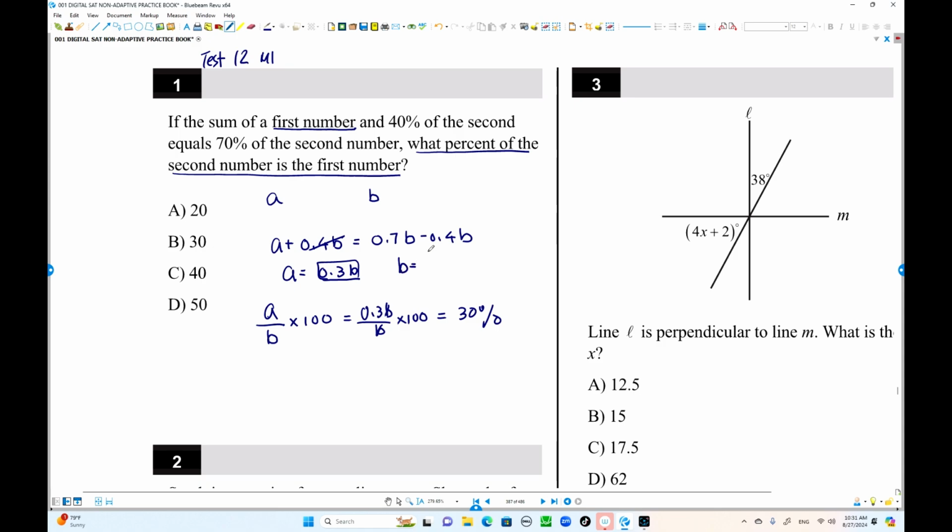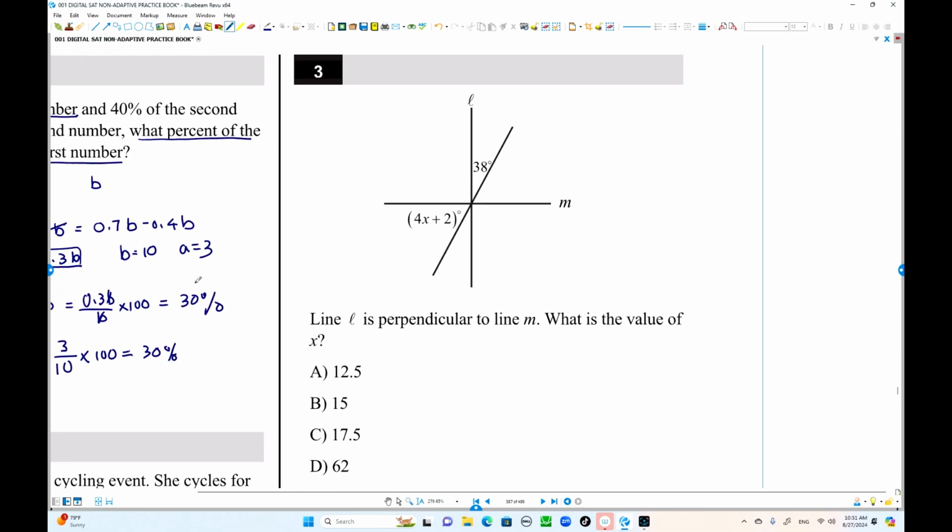Or you can use some number. Maybe the easy number is B is 10, A equals 3. So put this number in there, right? A is 3, B is 10. But this is percent, still multiply 100, gives us the same number, okay? 30%. Option B is the answer, okay?